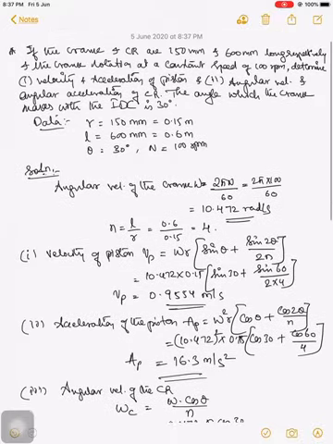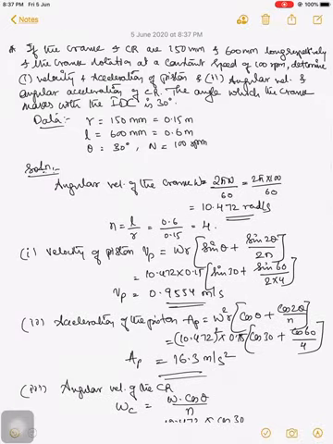So this is a very simple problem which has been solved by using the equations which we have derived in the last video. In the next video we will discuss about the loop closure equation.